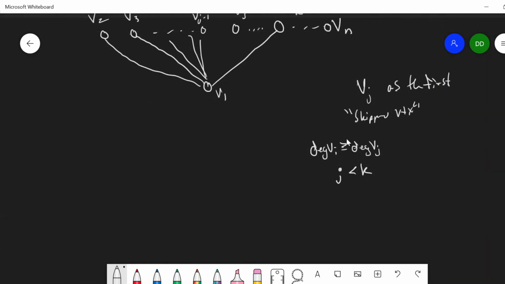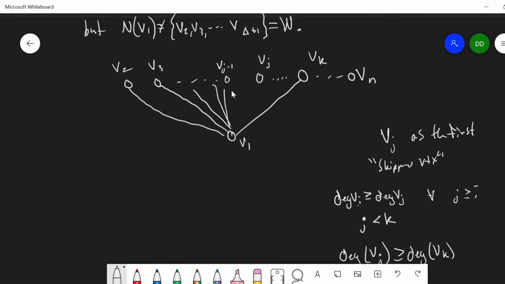And so Vj comes before Vk. Sorry, I said this badly. The degree of Vi is greater than or equal to the degree of Vj for all j greater than or equal to i. Right, it's bigger than all those. It's non-increasing. So if I have this case, Vj and Vk, since j is less than k, that means the degree of Vj has to be at least as big as the degree of Vk, because it comes before it in the sequence, and we've labeled our vertices in this way.